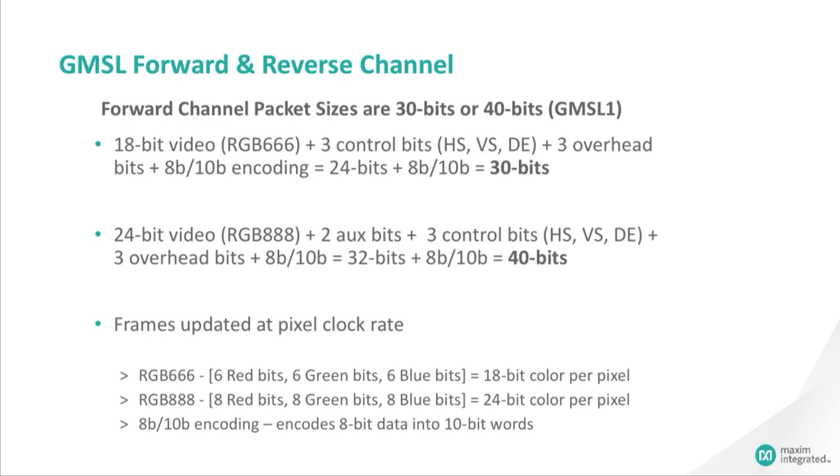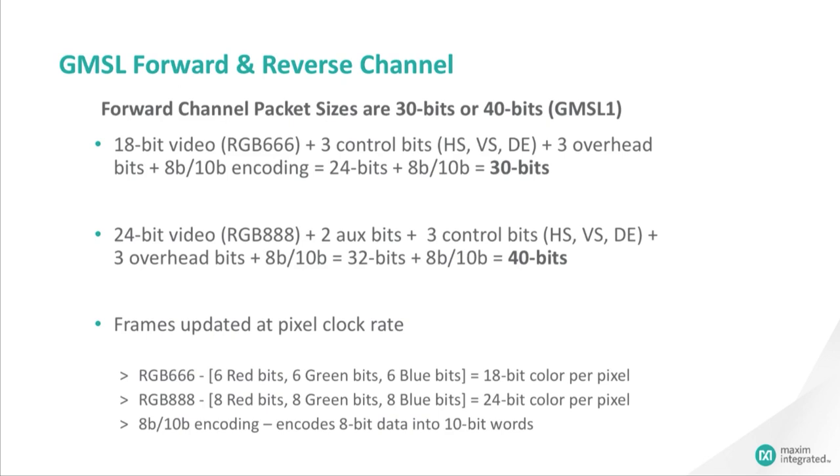Additionally, 8B/10B encoding is used to minimize offset errors and ensure clock recovery, and uses 10 bits of serial data to represent 8 bits of real information. Thus, when using 8B/10B encoding, 30-bit packets contain 24 bits of data, and 40-bit packets contain 32 bits of data.